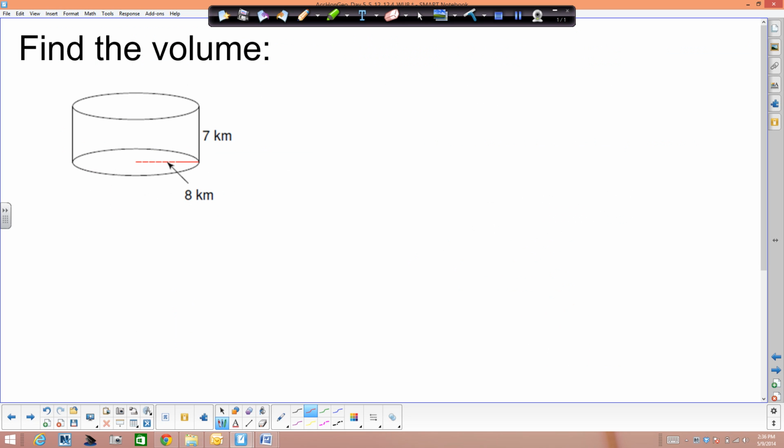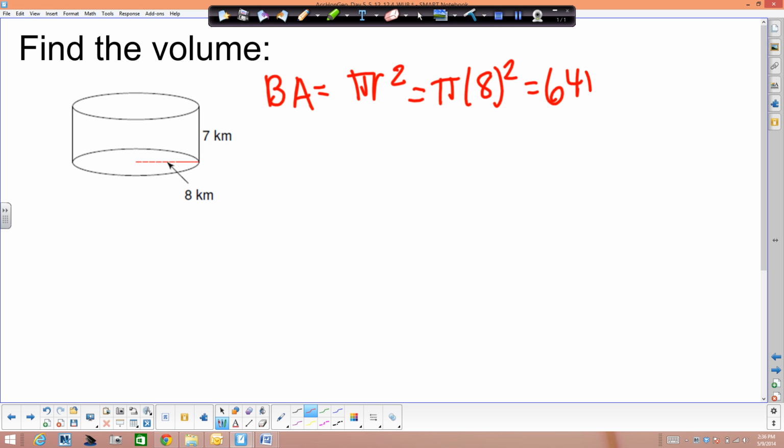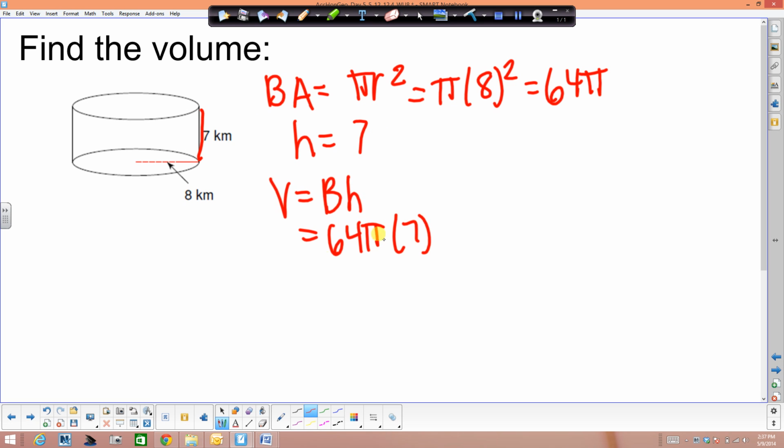So to find the volume of this cylinder, we know that the base area is a circle. So the formula would be pi r squared. And so that would be pi times 8 squared, which is 64 pi. I'm going to leave it like that for now until we get everything together. So we've got the height. It's given to us right here, so we know that would be 7. Then to get the volume, we do the base area times the height, which would be 64 pi times 7. So we can approximate that using our calculator.